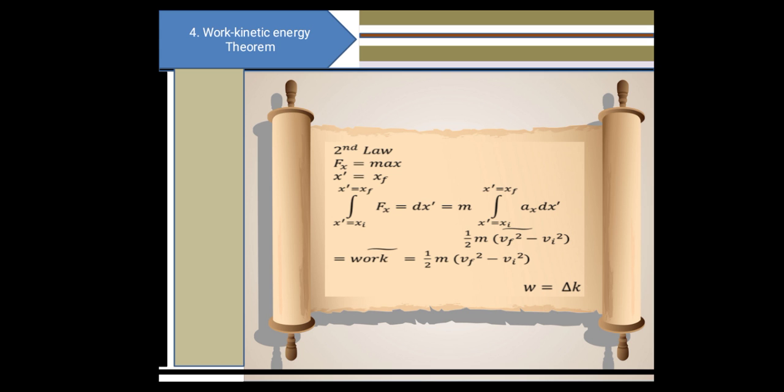The right side will have half m vf squared minus half m va squared. This is just the kinetic energy. The integral of Fx dx we call the work, and the work done on the system is the change in kinetic energy. So this is the work-energy principle.